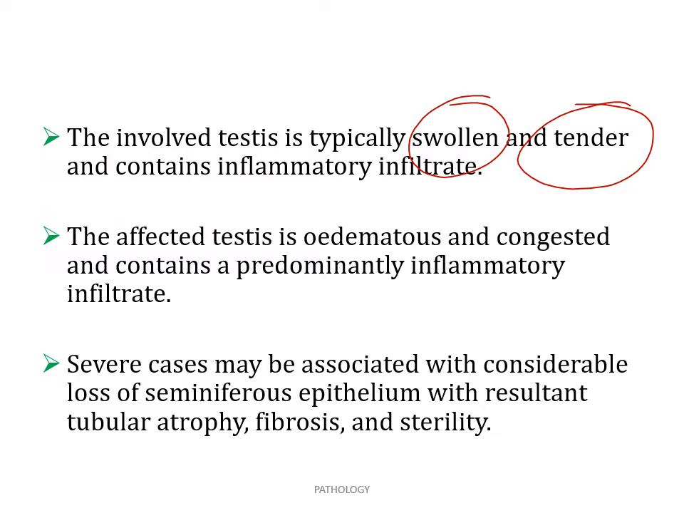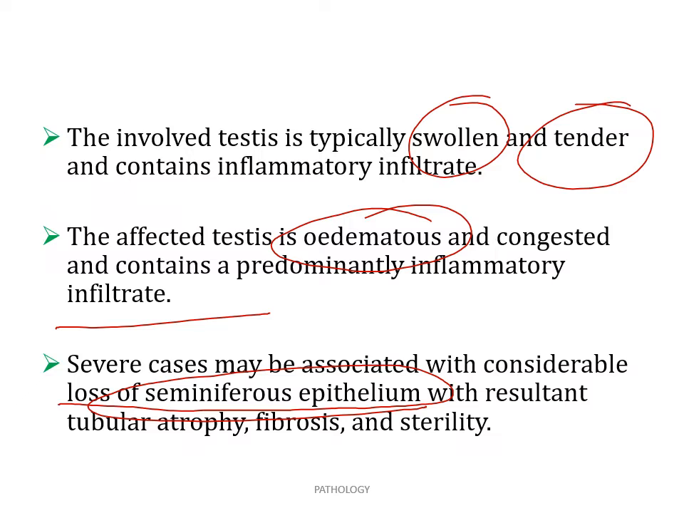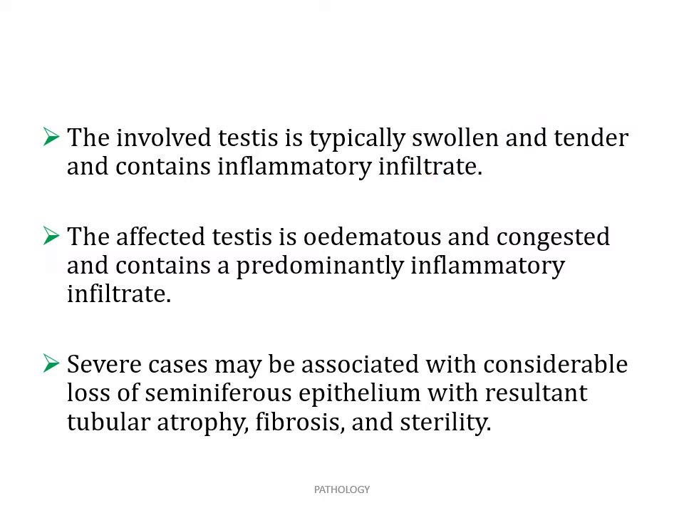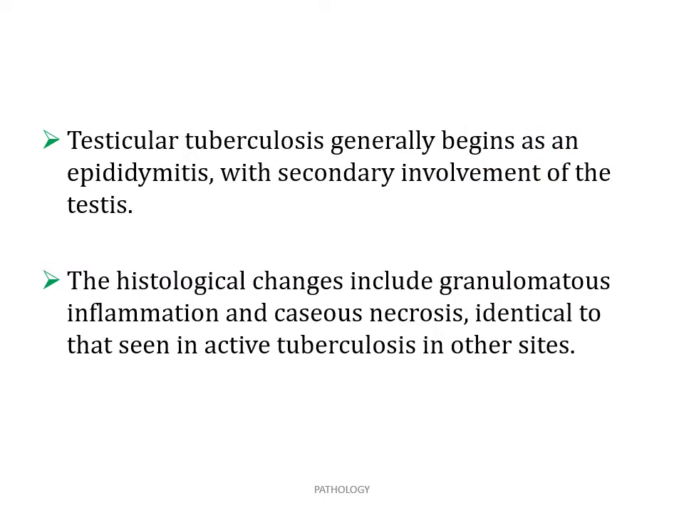The affected testis will be edematous and congested and contain a predominantly inflammatory infiltrate. Severe cases may be associated with considerable loss of seminiferous epithelium. Of course, the seminiferous tubule is the tube where the sperms are formed, resulting in tubular atrophy. When there is tubular atrophy, fibrosis will follow and sterility will follow. That is, the testis will not be able to produce sperms. Remember, the sperms are formed in the seminiferous tubules.